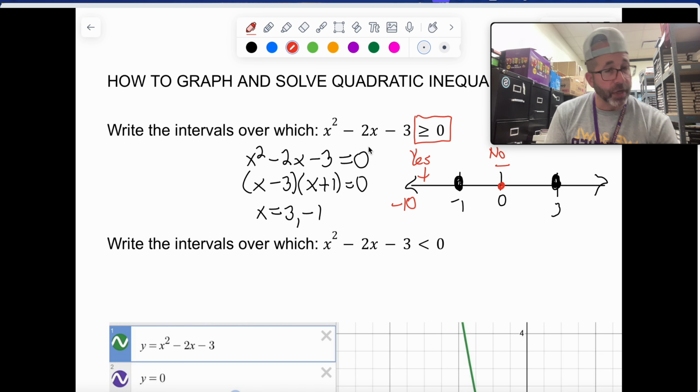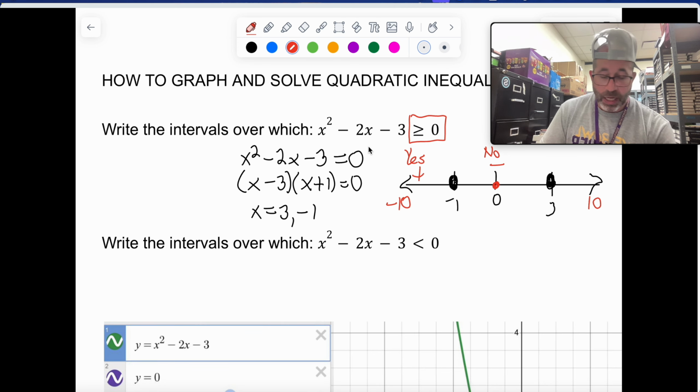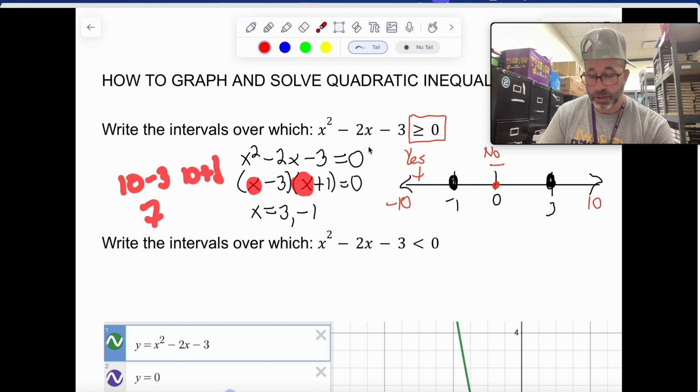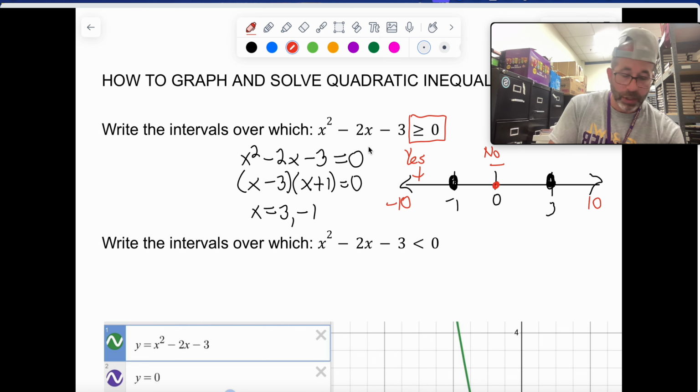And then we're going to go ahead and do a value to the right of 3. Again, let's choose something big. Let's say 10. If I put in a 10 for those x's, 10 minus 3 is equal to 7. 10 plus 1 is equal to 11. And 11 times 7 is a positive, right? And so that's going to be yes.